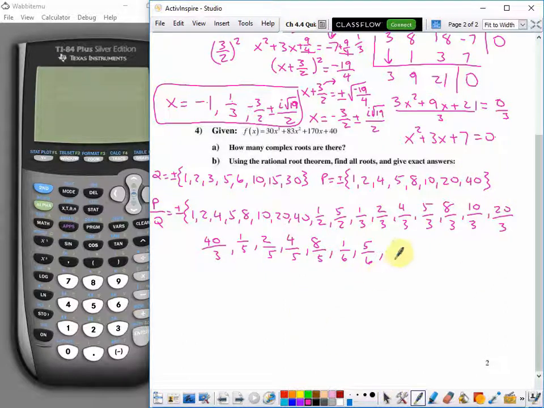Now everything over 10. 1 over 10. 2 over 10 is 1/5. I believe we have 1/5 here. 4 over 10 is 2/5. 5 over 10 is 1/2. 8 over 10 is 4/5. 10 over 10 is 1. 20 over 10 is 2. 40 over 10 is 4. So those are all numbers that we have.